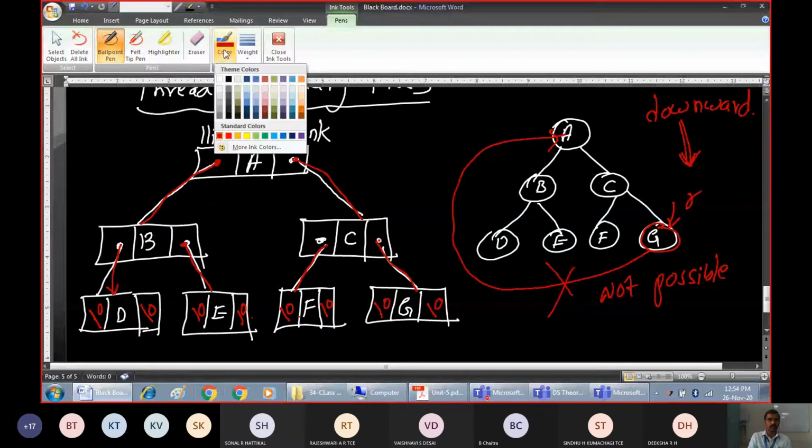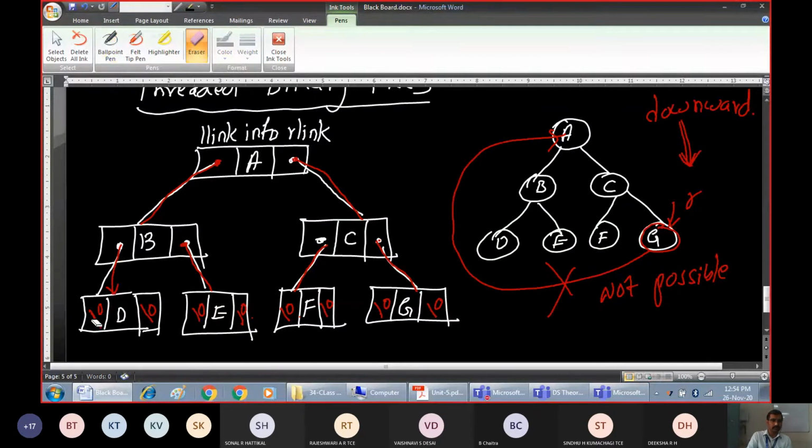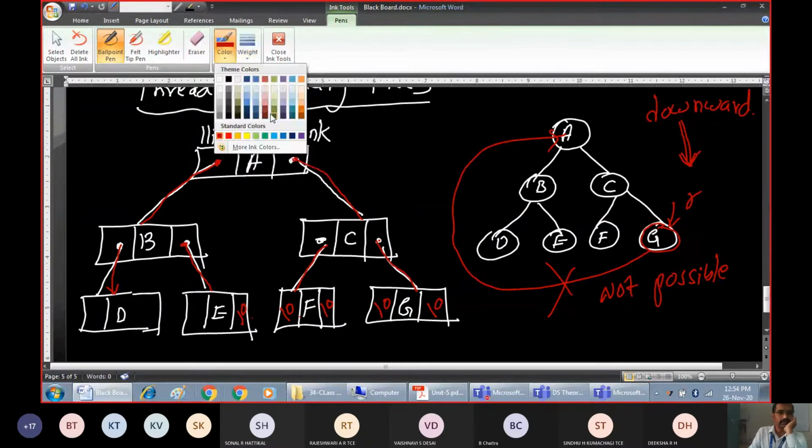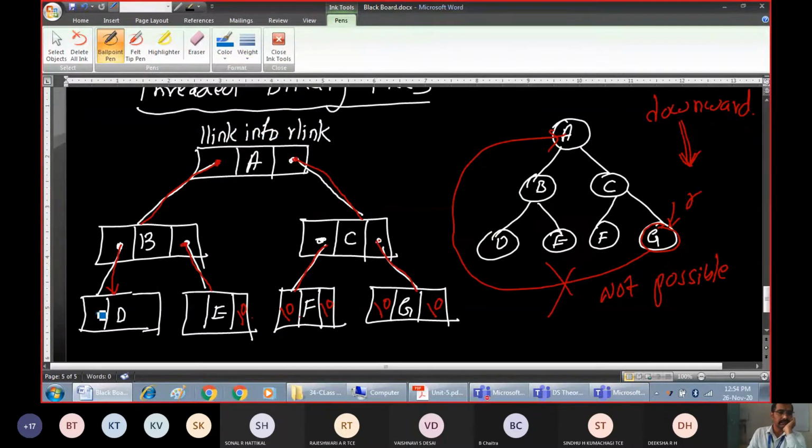So what I can do here is, instead of storing null values in these locations, I will store some useful information. What is that useful information? The address of some node in the hierarchy. Store the address of some node in the hierarchy. So instead of storing null here, we will make it point to node A. Similarly, instead of storing null here, take it and make it point to node C. That means some kind of upward movement is possible here.